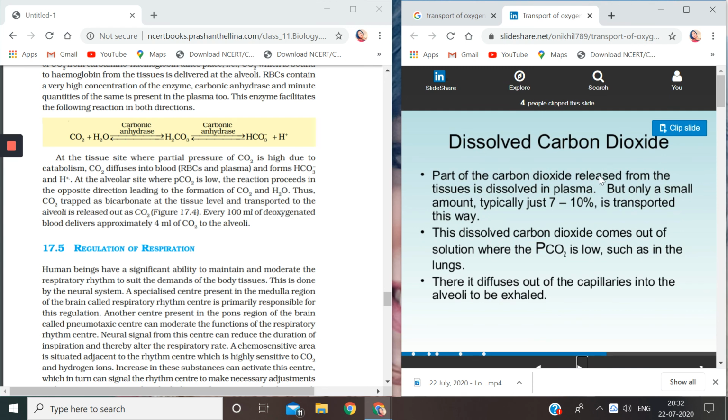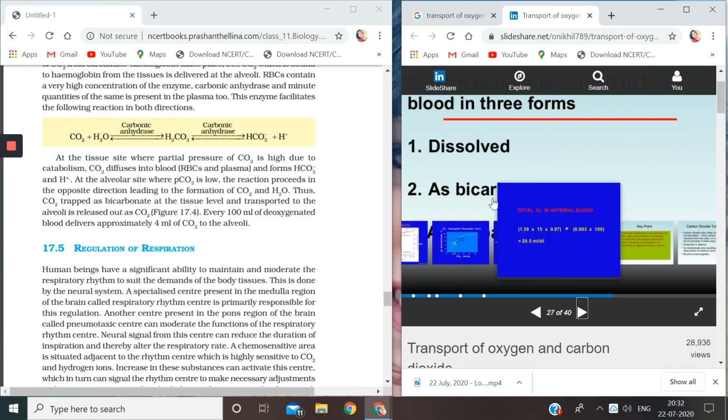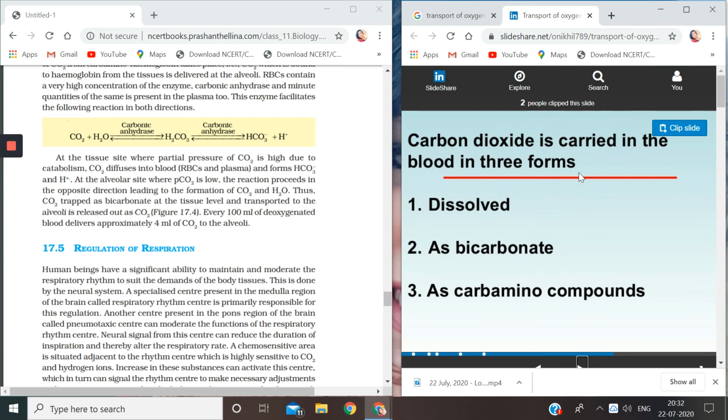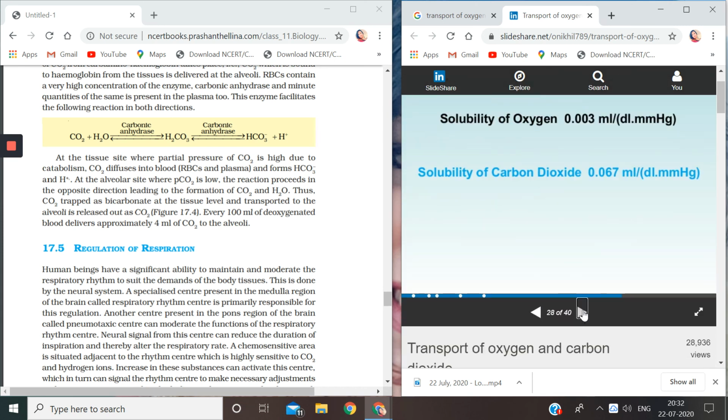Part of the carbon dioxide released from the tissue is dissolved in plasma, but only a small amount, that is 7 to 10%. This we have already done. See, the dissolved carbon dioxide comes out of solution where PCO2 is low, such as in the lungs. There it diffuses out of the capillaries into the alveoli to be exhaled, right? So carbon dioxide is carried in three forms. One is the dissolved form, another is the bicarbonate form, and then carboamino compounds.